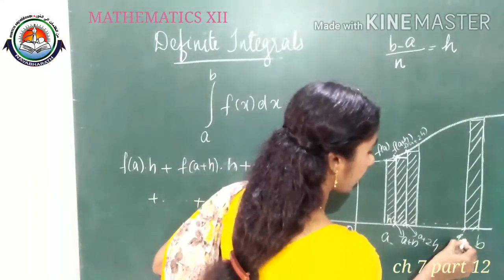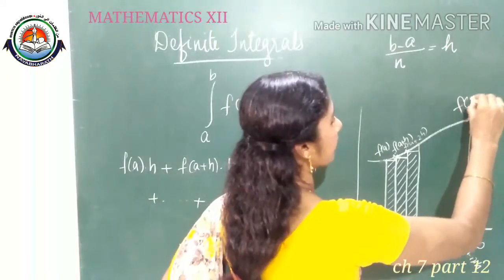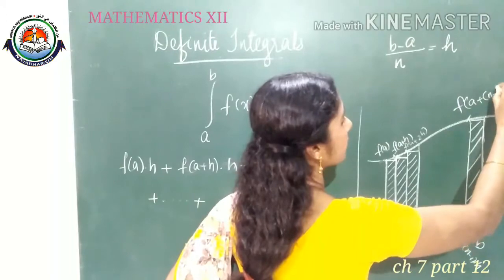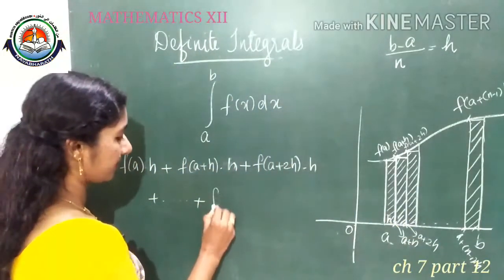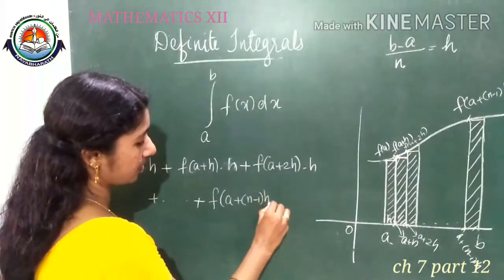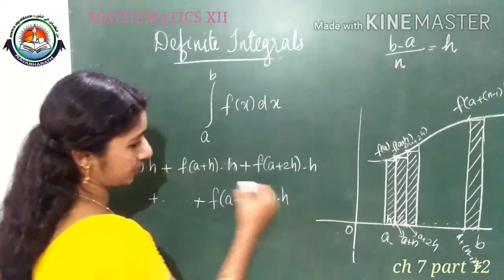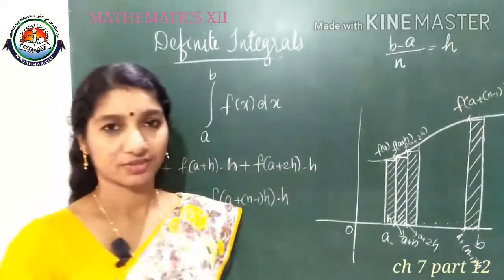So it is A plus N minus 1 into H. So this point is F of A plus N minus 1 into H. Correct now? So we can write that area is F of A plus N minus 1 into H into H. Width is H. Width means this length, H.